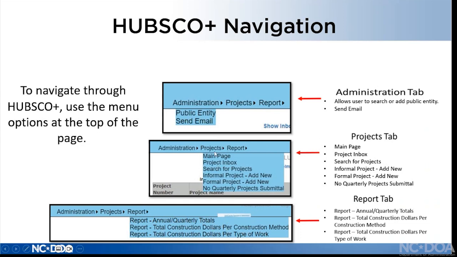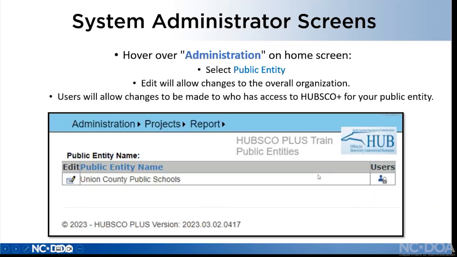So you'd hover over the thing to show the menu, and then you would click on the item that you actually want to go to. So if you want to search for projects, whether they're completed or not, you would hover over projects and click on search for projects and continue from there.